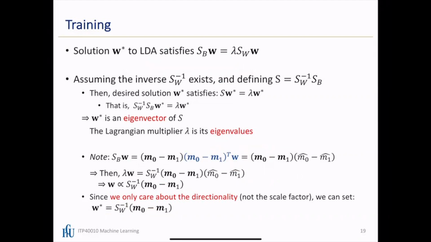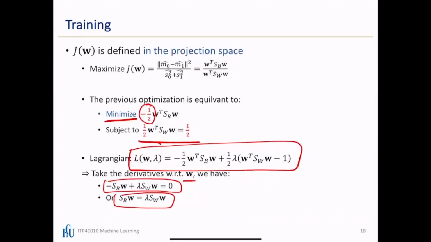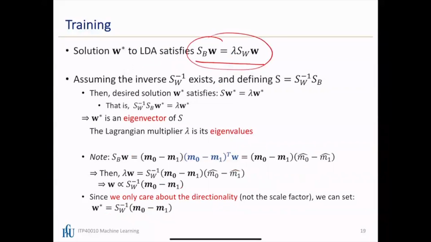So in the previous slide, we derived this equation: from the Lagrangian, taking the derivative with respect to w, S_B w = lambda S_W w. I'm going to bring this up over here. If you find the solution w star, that should satisfy this. And if you bring S_W to the left-hand side, we can additionally define and simplify the term in this way: S is now S_W inverse S_B. Given that, we can write things down in this way. And this is something very familiar to us. This is eigen decomposition.